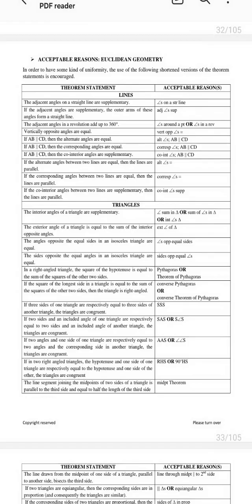Okay. Then everything else, if you look at it, adjacent angles in a revolution add up to 360, you can see the two acceptable reasons. Angles around a point or angles in a rev. You see where I'm taking these things from. These are not things that I'm writing down as acceptable reasons because I want to. They are informed by an official document. Vertically opposite angles are equal. I'm sure you can see that.